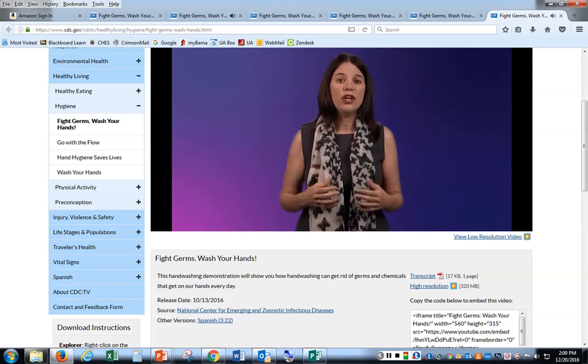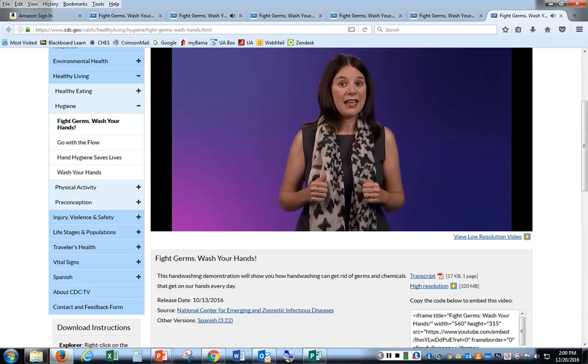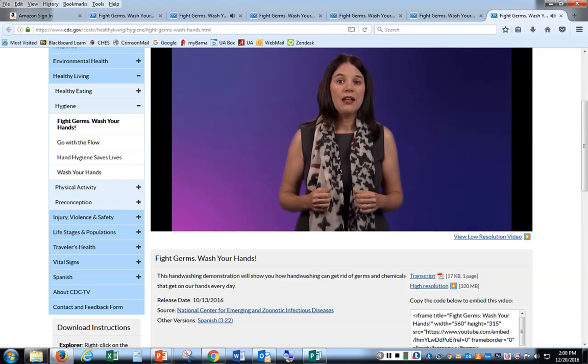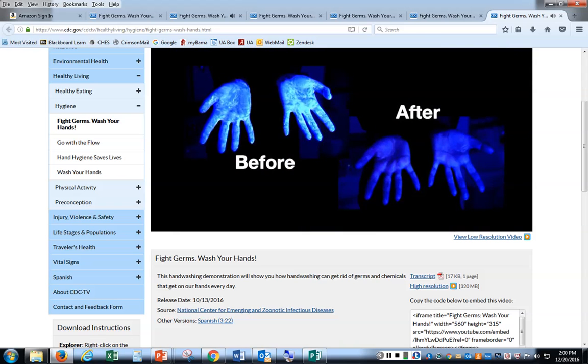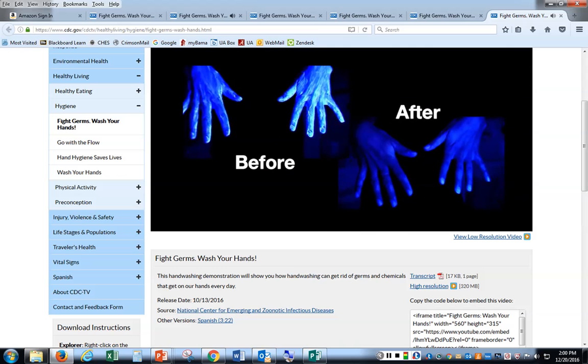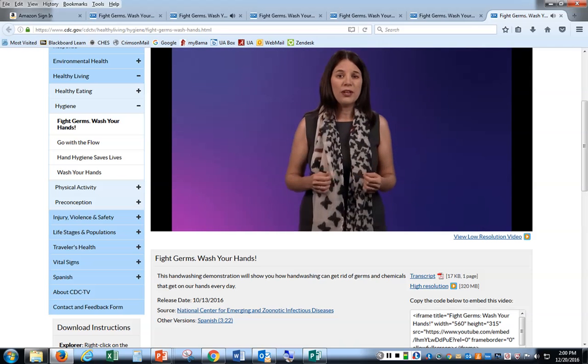Washing your hands using the steps we just demonstrated is very important to get hands completely clean. Let's see how well we got rid of the germs and chemicals. Great! No more germs and chemicals. Why is this so important?